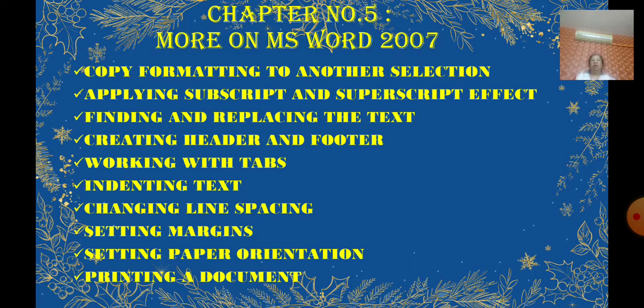Okay, so now how to copy formatting to another selection? Copy formatting to another selection by using a format painter, isn't it? So where is the format painter? In the clipboard you can see, or in the home tab, the format painter, right? When you select it, you can see the mouse pointer changes to a brush, isn't it? So with the help of format painter, okay, you can format the text.